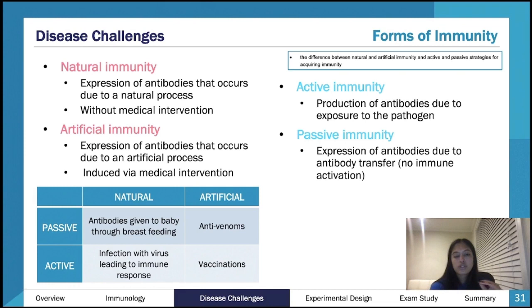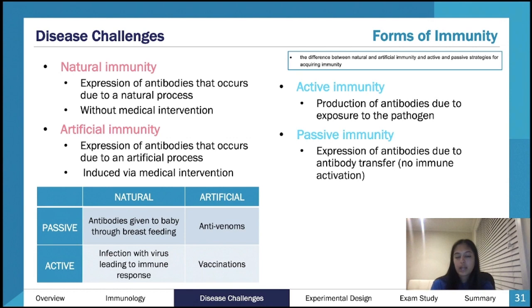So again, it's very similar to natural active. The body's mounting its own immune response. You're making your own antibodies, but it's just the source. Natural is I bumped into someone on the street who had COVID. Artificial is I got the vaccine.